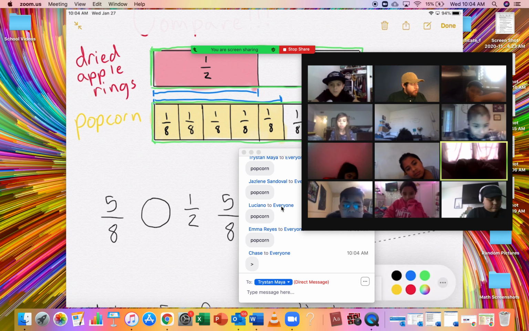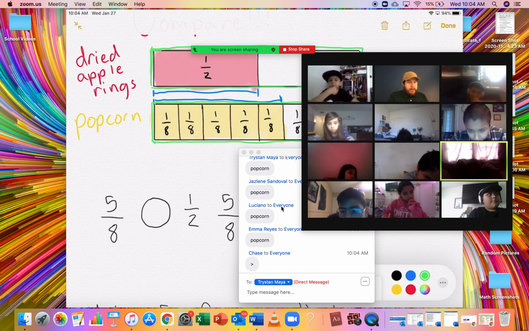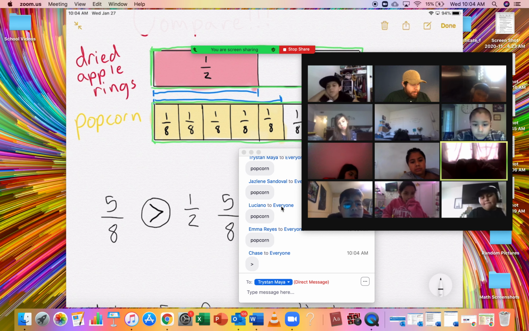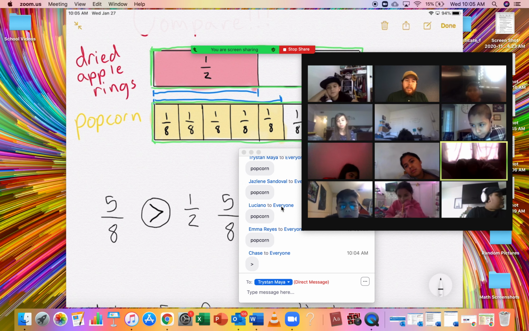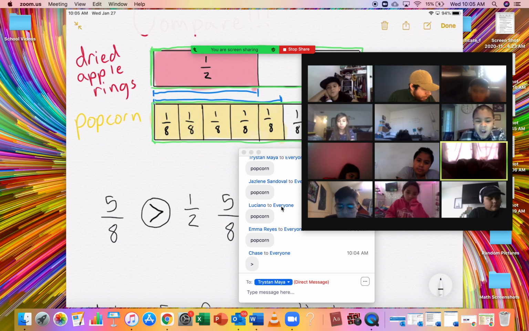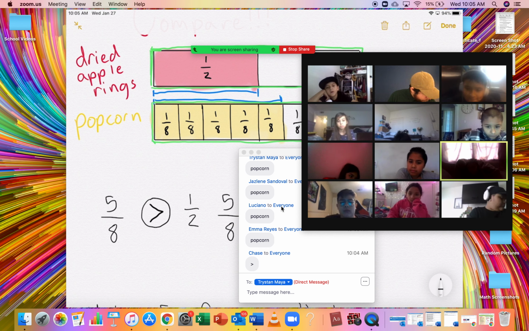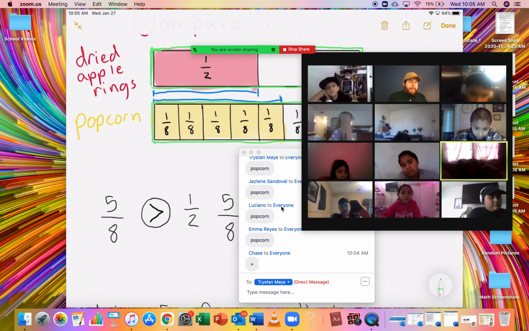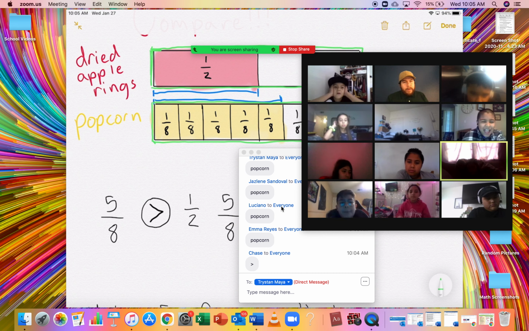Strategy 1 is you know what the shapes are. That this means greater than or less than. Thank you, Chase, for sending it in chat. Here is another strategy. You've probably heard this one before, but the alligator will always eat the bigger number. You've heard that before, right?